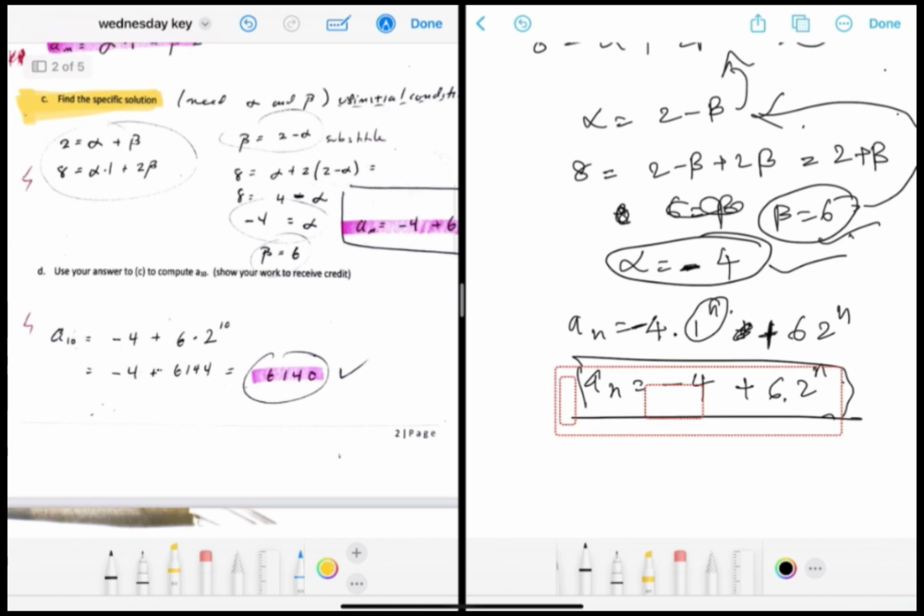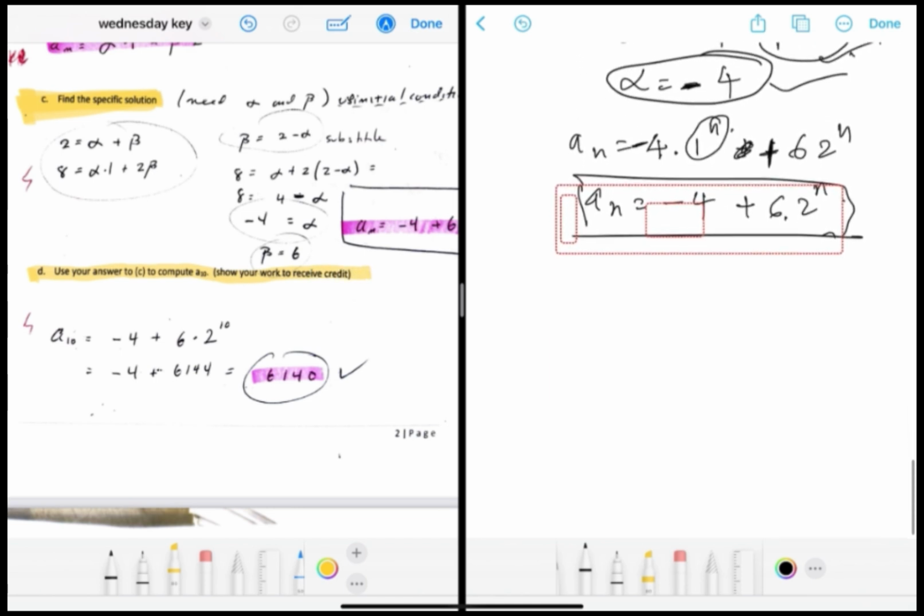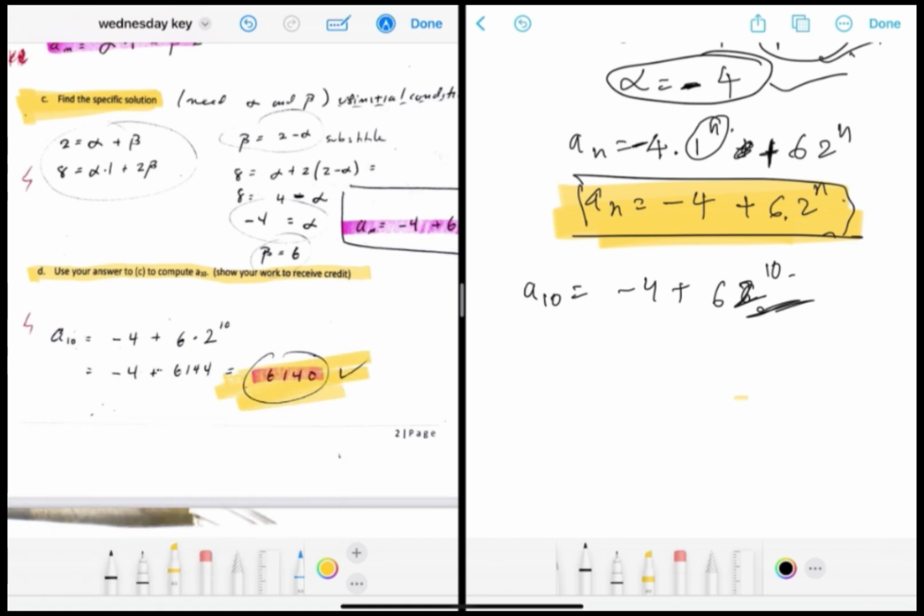And for the second question, the D question is use your answer to C to compute a_10. So we have our solution for C here. a_n is equal to minus 4 plus 6 times 2 power n. If we use that to find a_10, that is just substituting the 10 value in place of n: minus 4 plus 6 times 2 power 10. 2 power 10 is 1024. We can solve for that. You will be able to get this value, 6140.